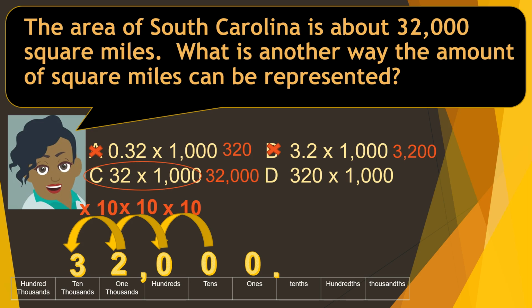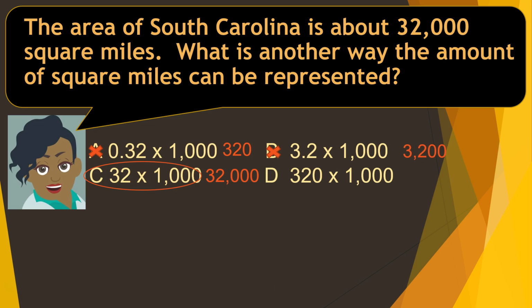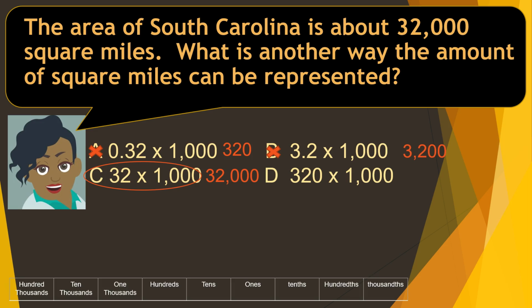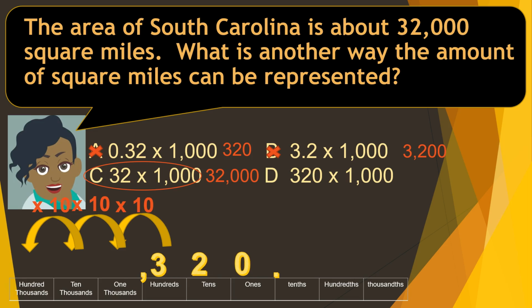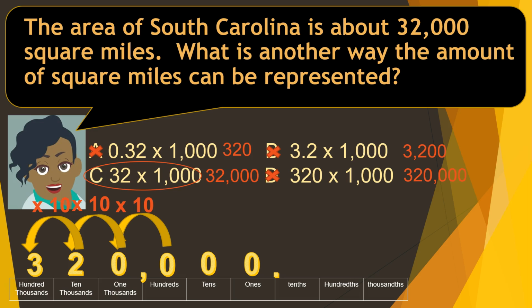So we're going to call that the correct answer, but just for good measure, we'll go ahead and check out answer choice D. Answer choice D is 320 times 1,000. So we're going to move 320 3 places to the left. And we get 320,000, which is much bigger than the square miles of South Carolina. So answer choice D is also incorrect, and that verified our answer choice C.